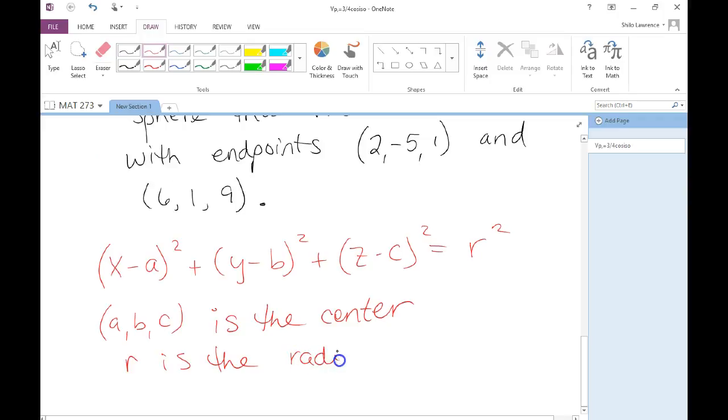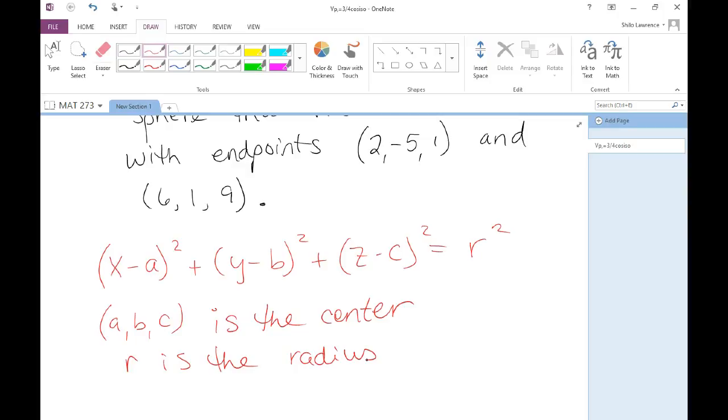R is the radius. So how can we use the information we were given in this problem to find the center and the radius? We were given two endpoints on a diameter. What is a diameter of a circle or a sphere? Anybody know what a diameter is? Double the radius. It is double the radius, yes.